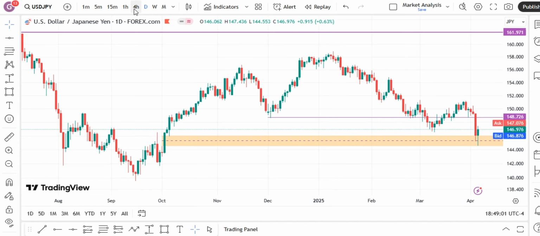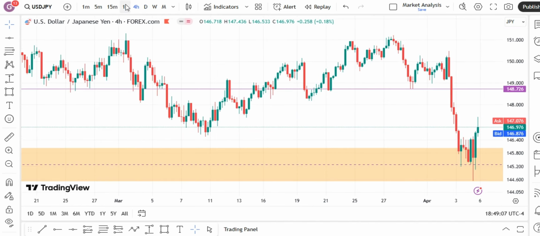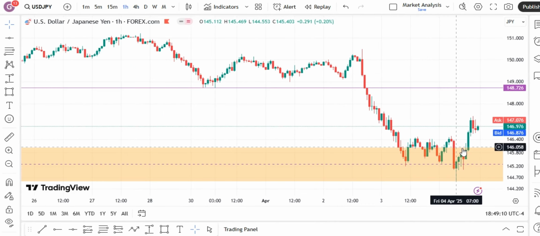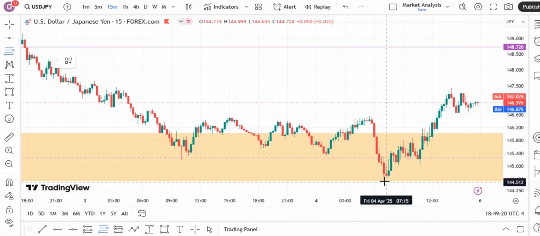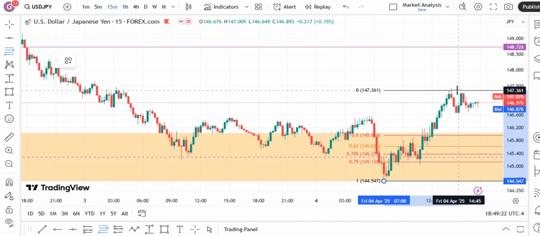Structure has been broken on 4 hours time frame. So we want to see it start moving, start buying. Any retracement, you have FVG, order block here that can be recapitalized. So this is one trade that could be taken, low to high on 15 minutes time frame.